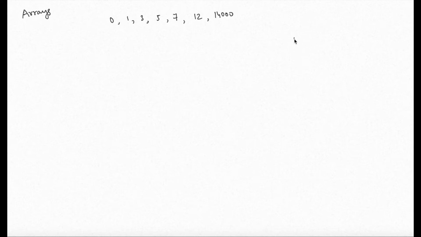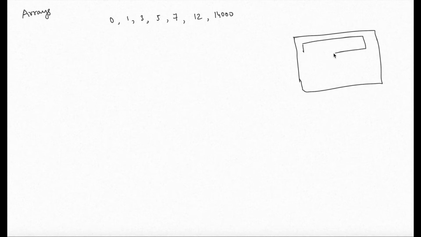What would happen is that in your memory, in your RAM, one big piece of the memory would be taken and would be divided up into 7 different parts. So here 0 would be stored, 1 would be stored, 3 would be stored, 5, 7, 12, and then 14,000. This is how an array would be stored in your memory, the small chunk of memory that would be assigned for the array.